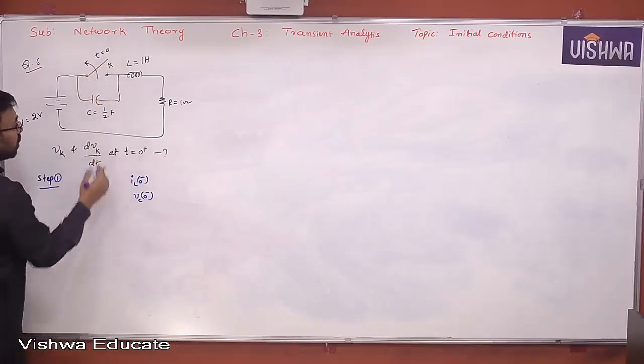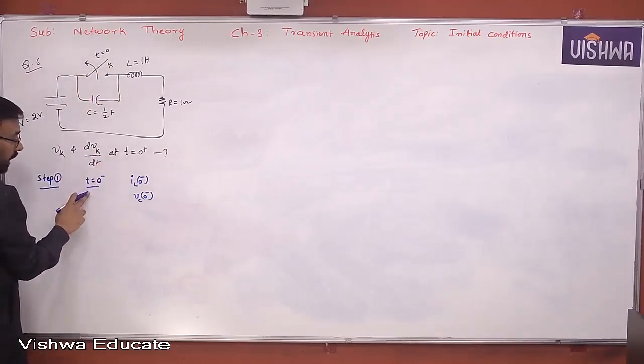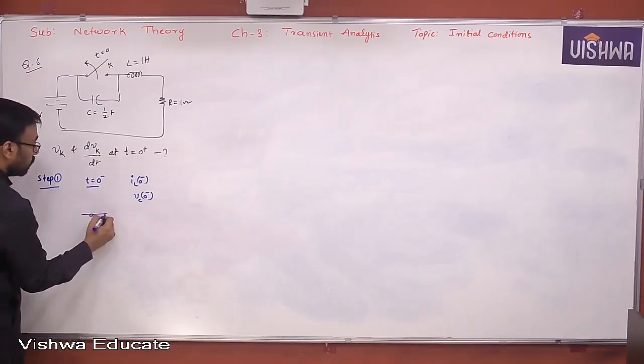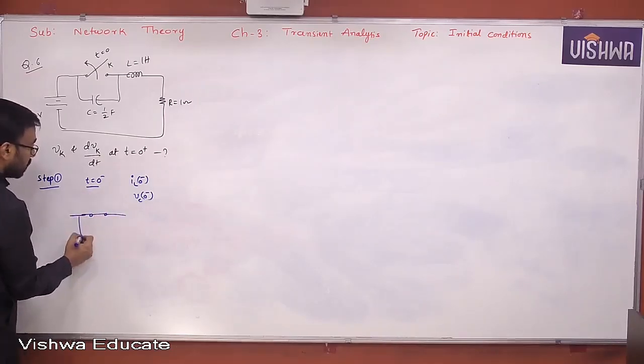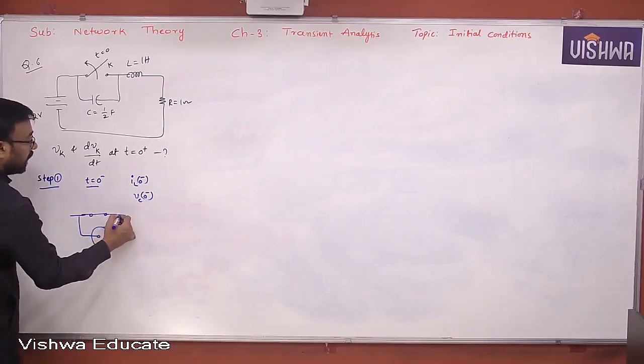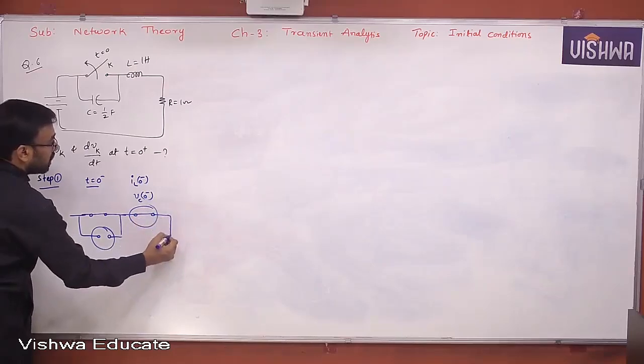What is the switch position? Close, because you're opening at t equal to 0. At t equal to 0 minus, it is closed condition. Therefore the capacitor is acting like open. Inductor is acting like short circuit. Resistor remains resistor.